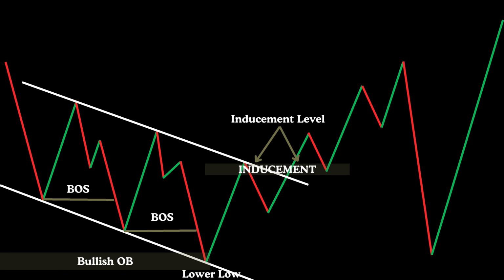This move creates what we recognize as an inducement level. At this point, it's very likely that many retail traders, especially those who trade based on chart patterns, will anticipate a reversal and open short positions right at the touch of the channel's upper line.